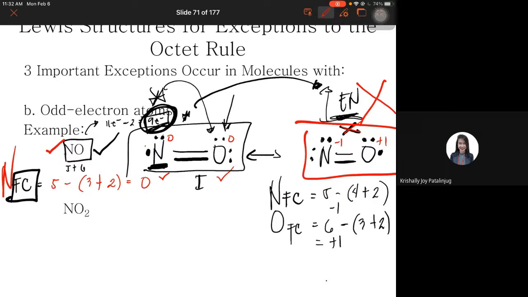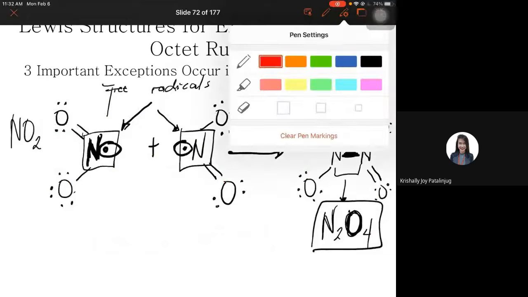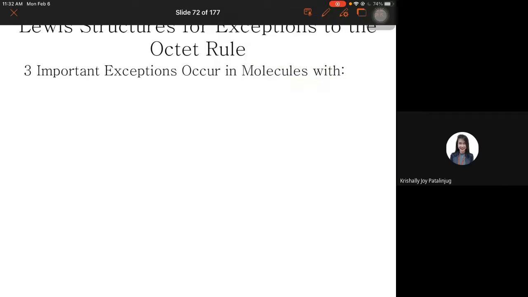Again, these are examples of molecules with an odd electron atom, with an unpaired electron in its structure. Let's have the last exception to the octet. They occur among molecules with expanded valence shell.